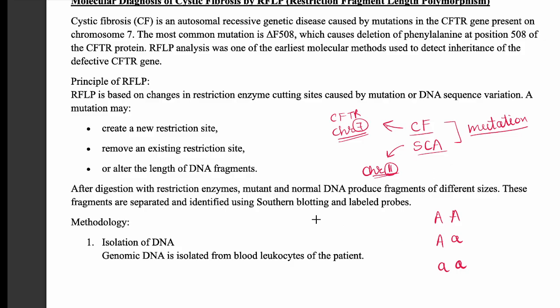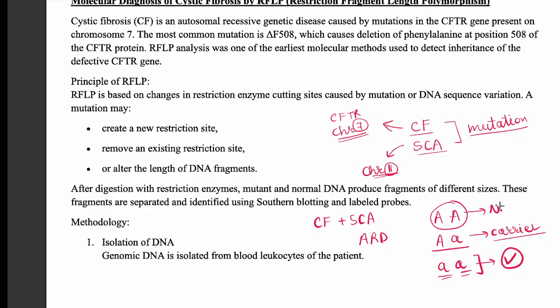You should remember that both cystic fibrosis and sickle cell anemia are autosomal recessive diseases. So if the patient has the small a allele in both copies, then he will show the phenotypes of the disease. If he is a heterozygote, this simply means that he is a carrier and he can pass on that disease to the next generation. And if he is capital A, that means he is perfectly normal and does not have any symptoms of the disease in any of his genes.